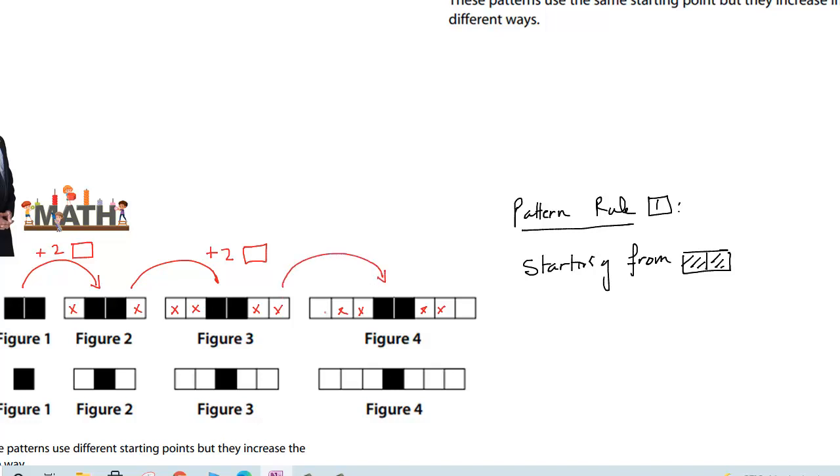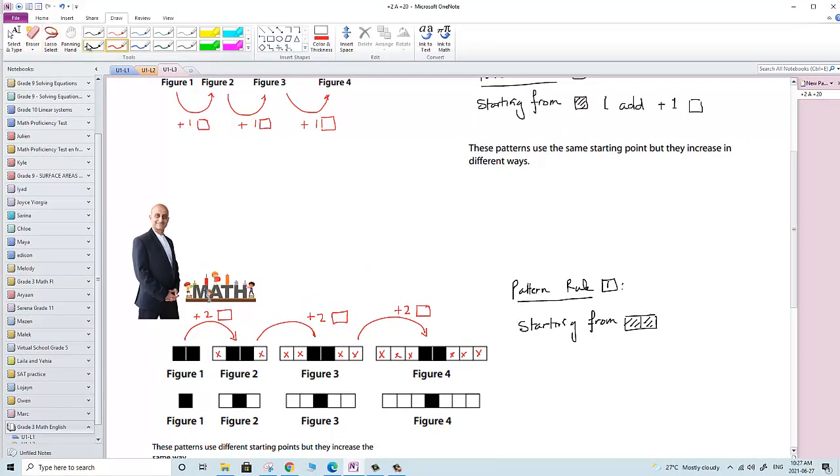But what did I do as a change? I add 1 here and I add 1 here. That means I'm adding 2 white blocks. So if I want to complete the pattern rule, I'm going to say starting from 2 black blocks, I add 2 white blocks. This is for pattern rule number 1.